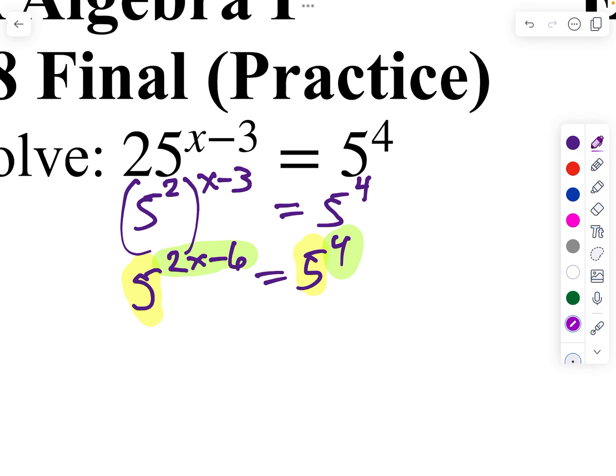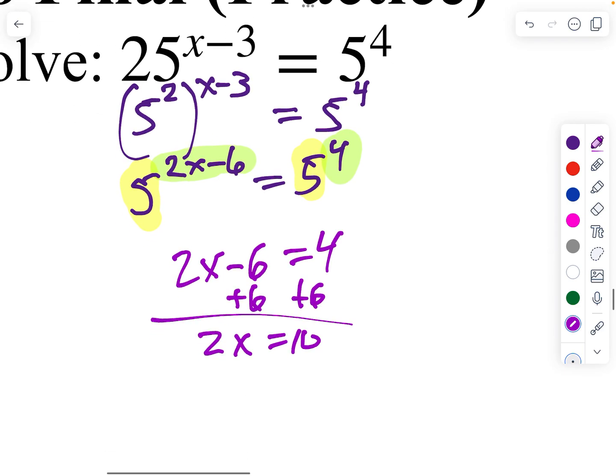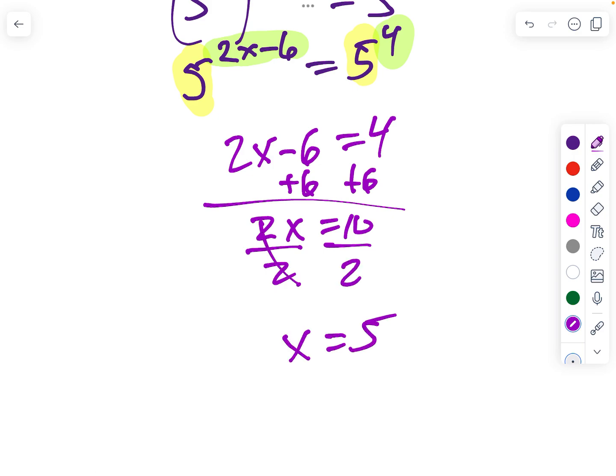So I'm going to say 2x minus 6 equals 4. Add 6 to both sides. 2x equals 10. I'll divide both sides by 2. And x equals 5. And that's what I was asking for in that question.